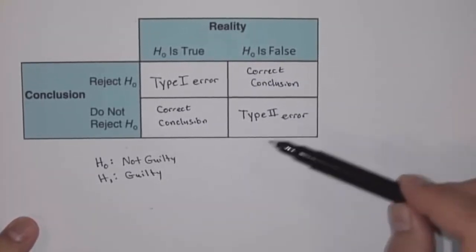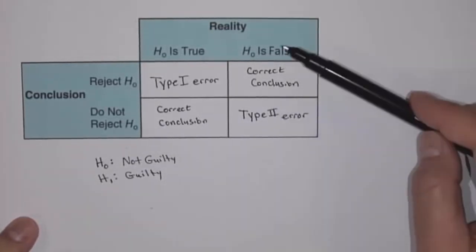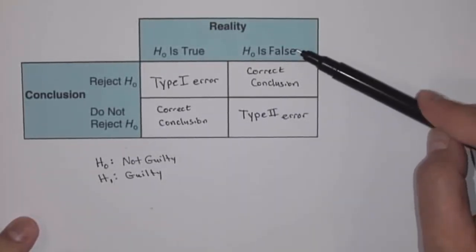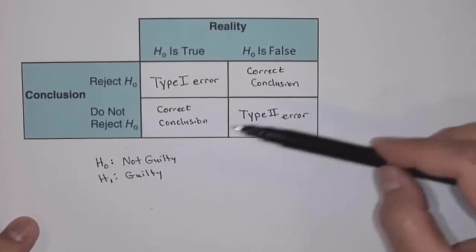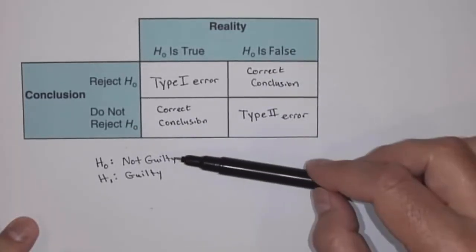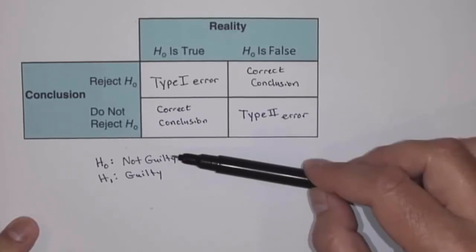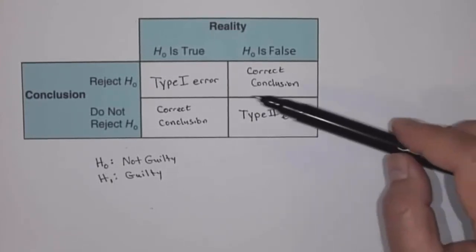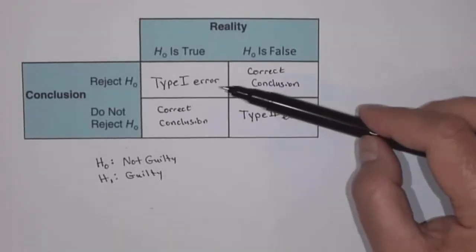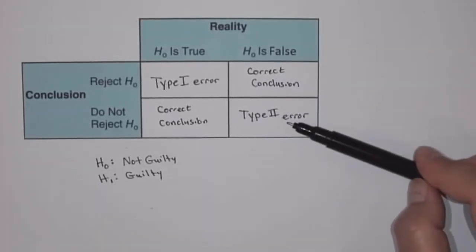Likewise, a type 2 error, well, in that case, we know that the null hypothesis is false, meaning that the person is really guilty. It's false that they're not guilty, so they're really guilty. We do not reject that. So they're really guilty, but we conclude they're not guilty. That's a type 2 error. So a type 2 error is like letting a guilty person off. So a type 1 error is like convicting an innocent person. A type 2 error is like letting a guilty person off. Both of those are bad conclusions. We don't want to make those kinds of errors.